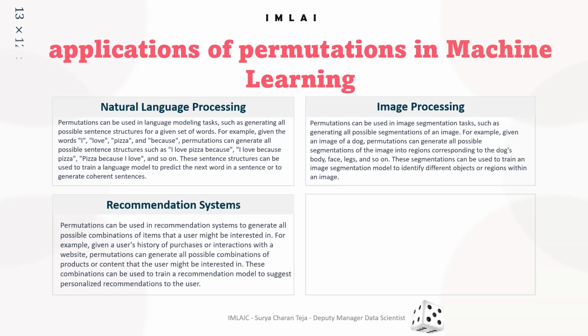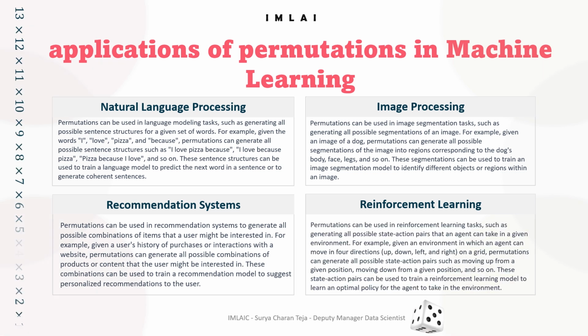Then the most important one, a very important one, that is reinforcement learning. In reinforcement learning, permutations are used to generate all possible state-action pairs that an agent can take in a given environment. This can be useful for tasks such as policy evaluation, policy iteration, and value iteration. So permutations can be used in reinforcement learning tasks such as generating all possible state-action pairs that an agent can take in a given environment.